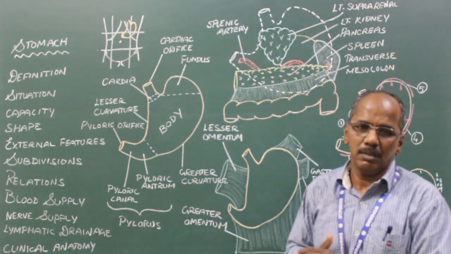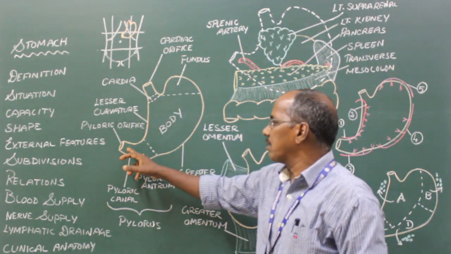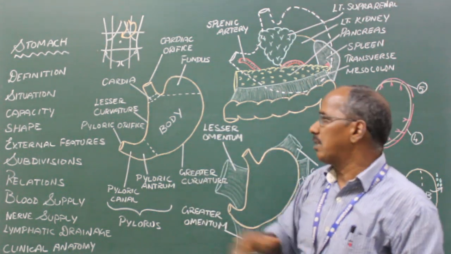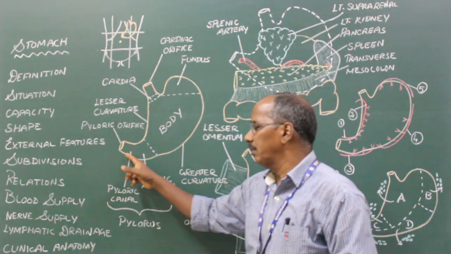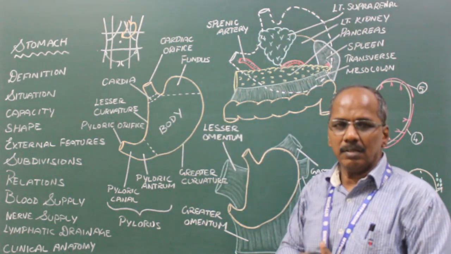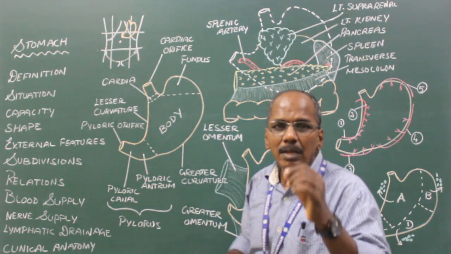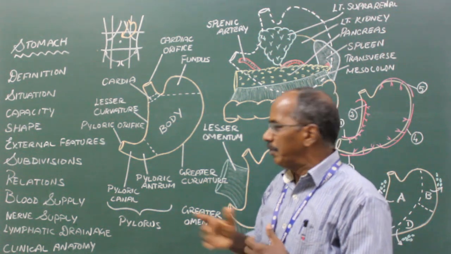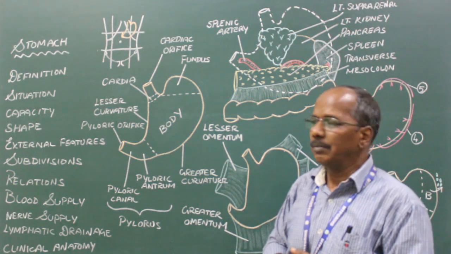External features. Stomach has 2 orifices, cardiac orifice and pyloric orifice. 2 curvatures, lesser curvature and greater curvature. 2 surfaces, anterior surface and posterior surface. Cardiac orifice. It is the junction between the lower end of the esophagus and stomach. Pyloric orifice. It is the junction between the lower end of the stomach and duodenum.